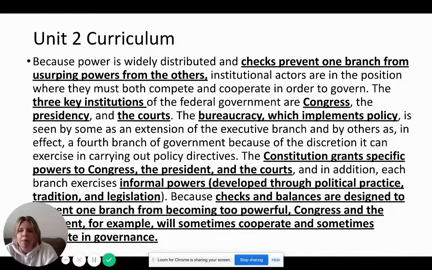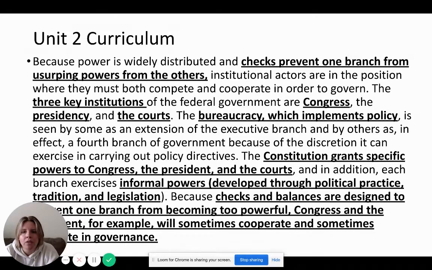All right, so again, I'm going to read this out loud and I might pause and highlight some important things to note. Because power is widely distributed and checks prevent one branch from usurping powers from others, institutional actors are in the position where they must both compete and cooperate in order to govern. So you're going to have the branches competing with one another because they're both striving to influence public policy, but they also have to cooperate with one another in order to actually execute it.